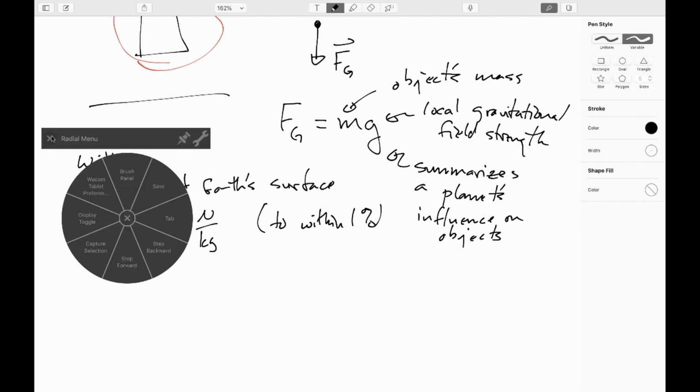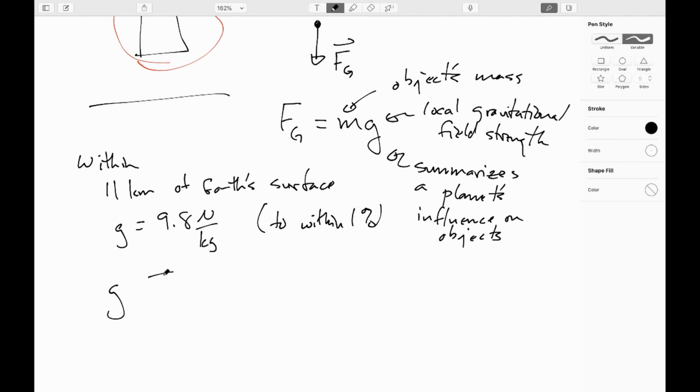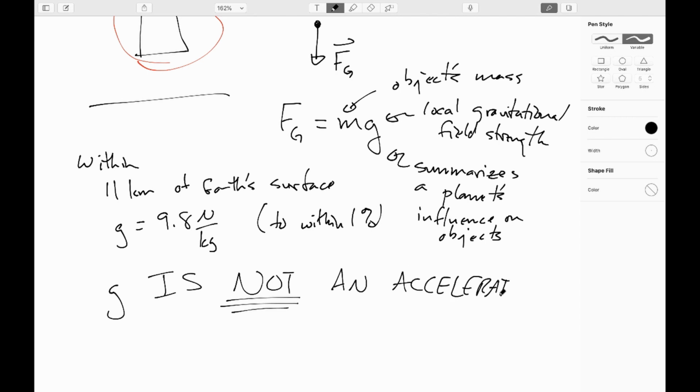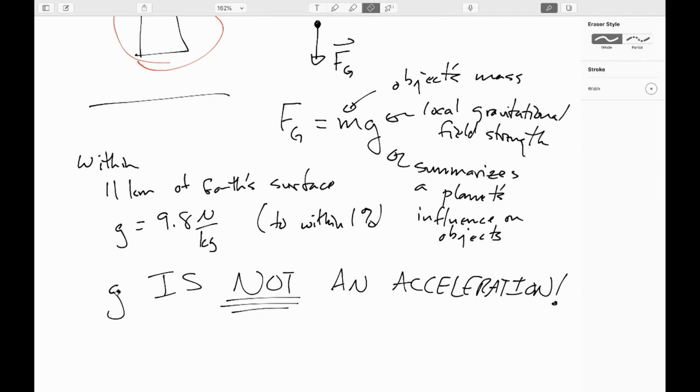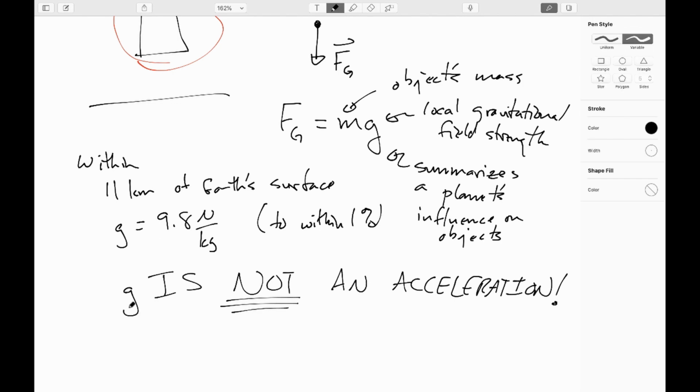And this is that g is not an acceleration. And this is even despite many people calling it the acceleration due to gravity. It's really not that. So what it really is is this gravitational field strength.